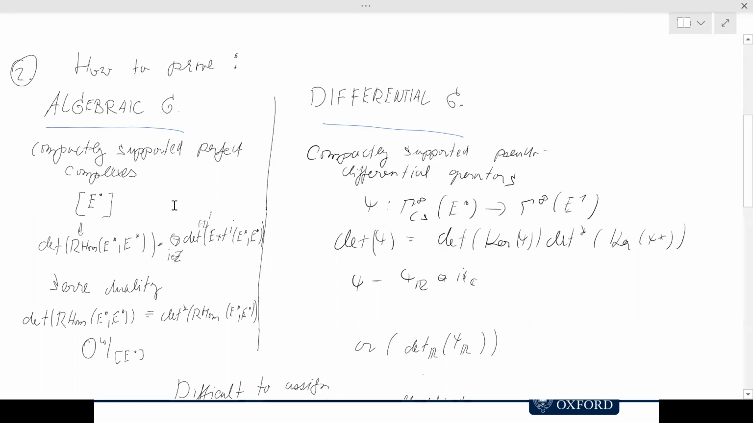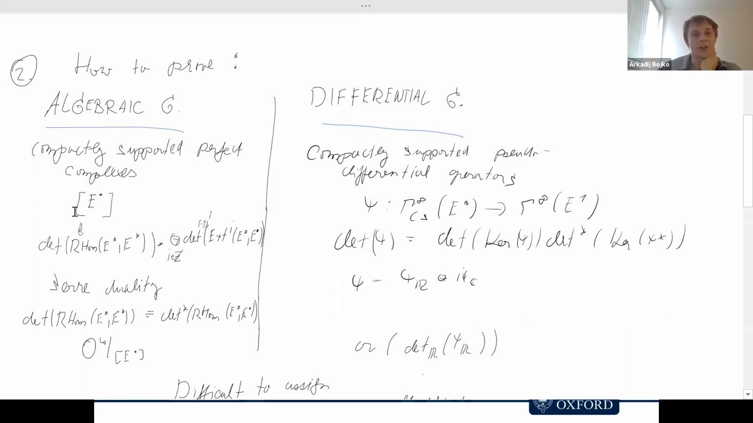Sorry, can you just repeat what differential complexes? I can't read this. Compactly supported what differential complexes? Sorry, what do you mean? The word I just didn't hear, and I can't read what it says. Perfect, compactly supported perfect differential complexes. No, I said pseudo-differential operators. Pseudo. Okay, thank you. Pseudo-differential, yes.